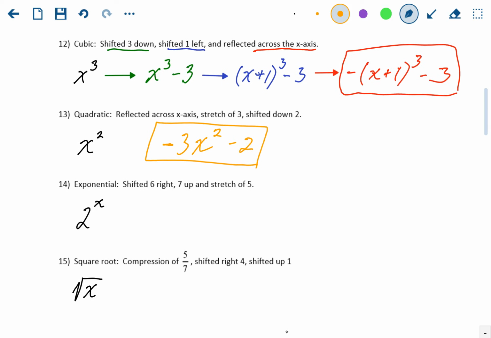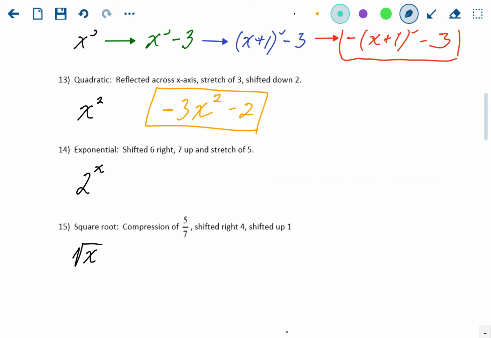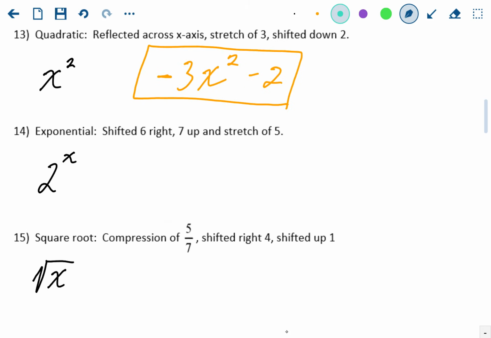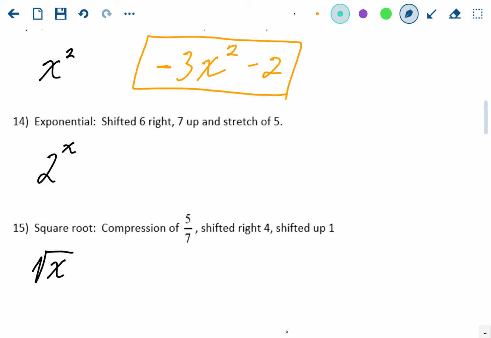The next one's exponential. We haven't done a ton of exponential ones. Exponential, the parent function, remember, is 2 to the x power. Where most functions have the inside-outside with parentheses, if it's inside parentheses, it's inside. If it's outside parentheses, it's outside. This time, since our variable's in the exponent, if it's in the exponent, it's going to move left and right. If it's outside of the exponent, it's going to move it up and down. So this first one, shifted right 6. That means we're going to have 2 to the x power, and then in the exponent you're going to have -6 to go right 6.